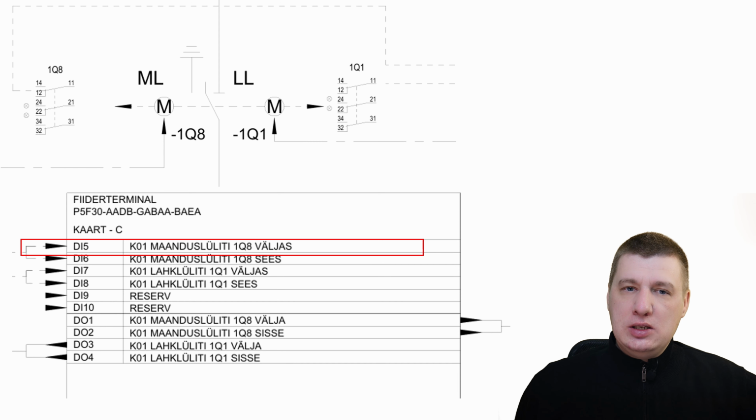So how does the Easergy P5 know the switch is open? It's all about the digital inputs in the stand configuration for bay Q01. The off status of the earthing switch is wired directly to card C, digital input 5. Specifically, the auxiliary contacts on the switch 1Q8 are connected to the terminals C5 and C6. When that circuit is closed, the relay receives a signal confirmation.